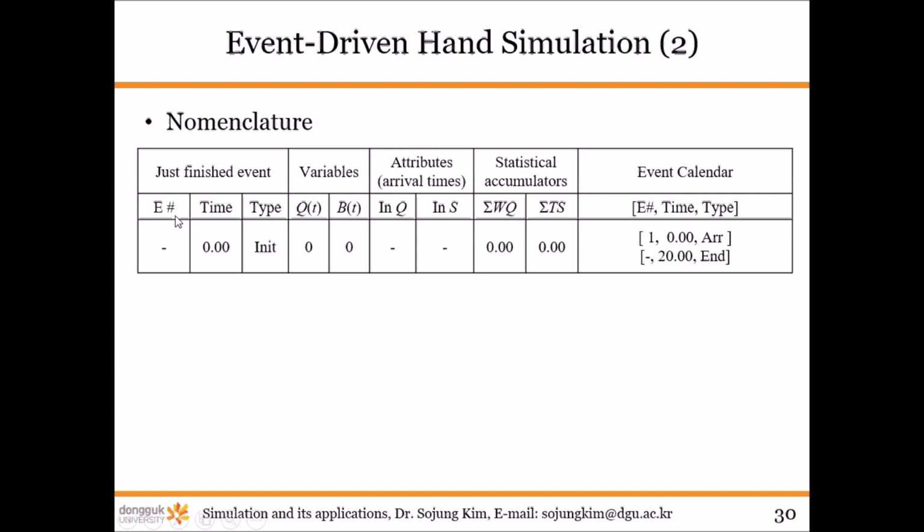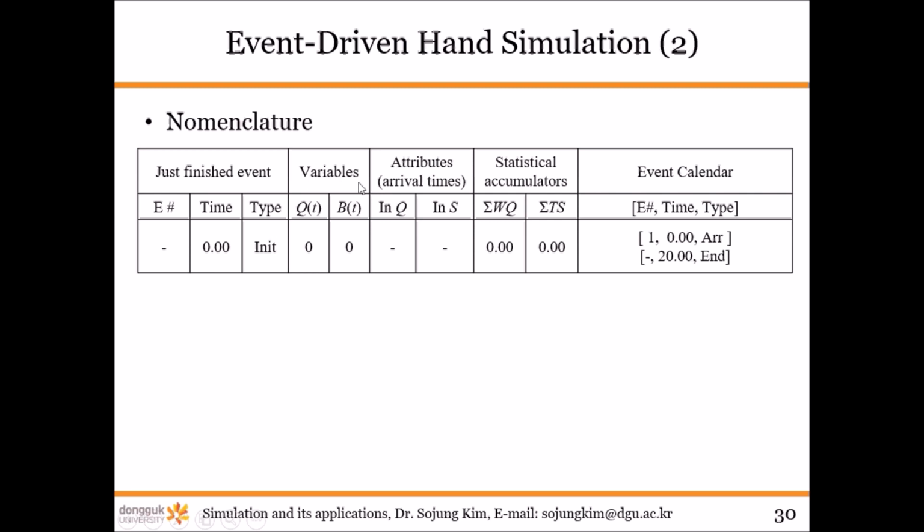So first, ESHAM means entity ID, such as the event number, and then time is event time, and type is event type. And as you know, we have four major event types in discrete event simulation, such as initialization, arrival event, departure event, and the end event, right?